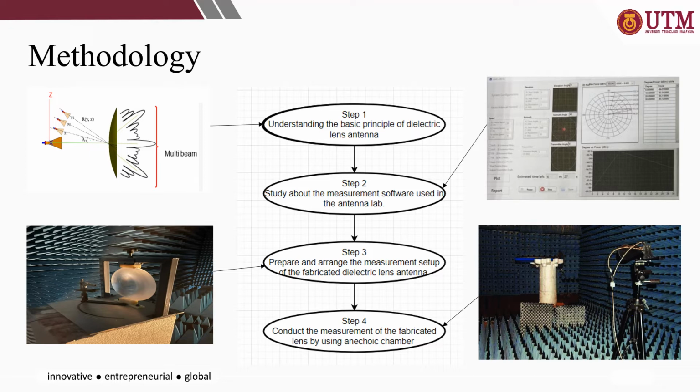For step 3, the preparation of the measurement setup of the fabricated lens antenna. Preparation is made in order to do the initial test to make sure that the system works well. After the measurement setup is done, the last step can be done. The last step is to conduct the measurement of the lens antenna in an anechoic chamber.